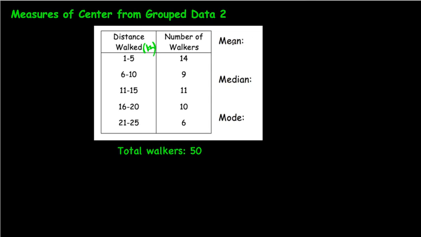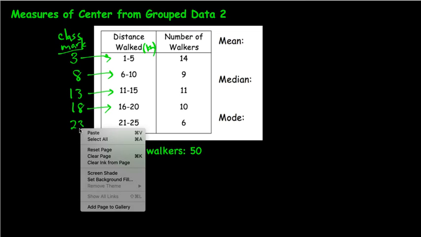Well, for mean, we need to figure out what the class mark is for each of these. The class mark of each of these would be the midpoint of each class. So for this first one, 5 plus 1 is 6, divided by 2 is 3. So our class mark for this first interval would be 3. And our class mark for the second interval would be 6 plus 10, divided by 2, to find the midpoint, and that would just be 8, and so on. So we've got our class mark for each interval listed over on the left.